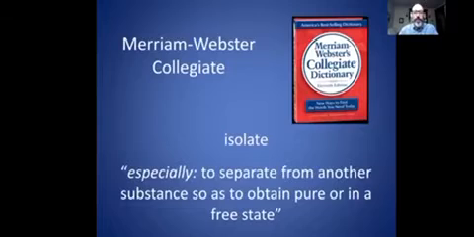But let's see. So before we get into those papers, I just want to go over the definition of isolate, because I think that this has been confused by some of the scientists as to what it means and what procedure they're using. So this is from the Merriam-Webster Collegiate Dictionary, and it says, especially to separate from another substance so as to obtain pure or in a free state. So in other words, nothing else is mixed with it. Very key.